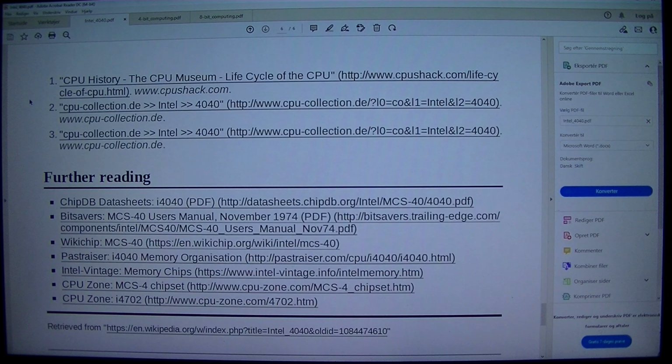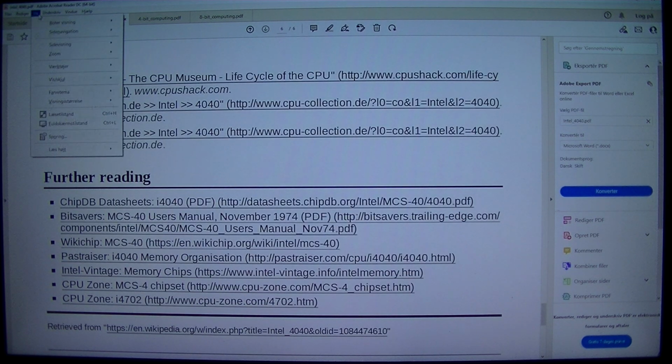References: 1. CPU history. The CPU Museum.